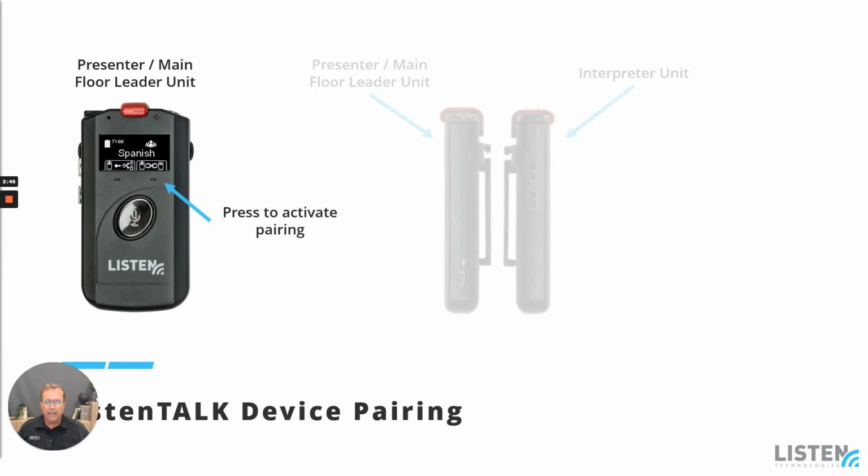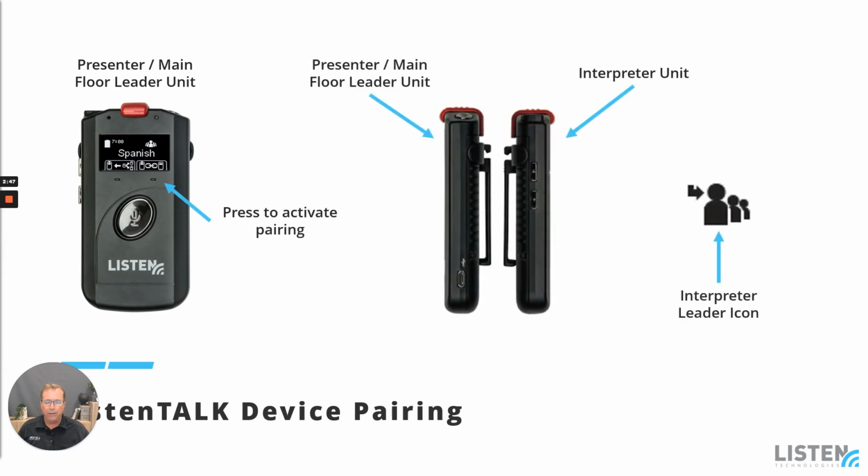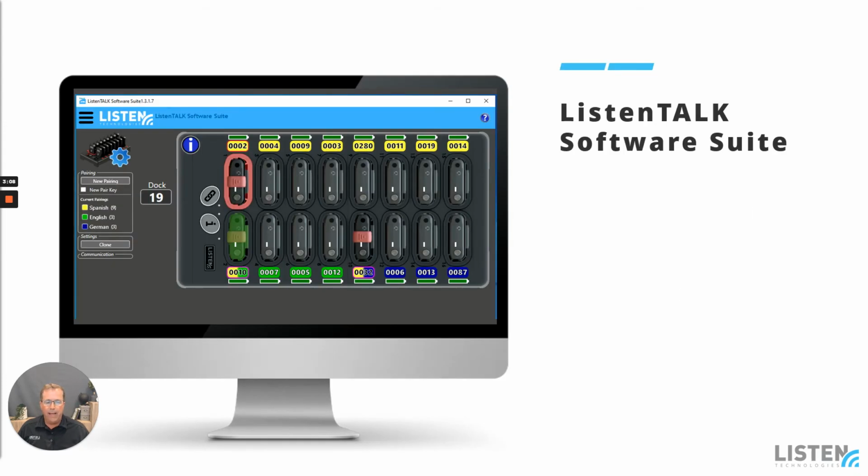As I mentioned, the second step is pairing the units. Using the main presenter main floor leader unit, activate pairing mode with the right soft key. Then tap units back to back with the interpreter units. You will hear a beep, and then the interpreter leader icon will appear on the interpreter leader's display. This completes the process. Now, let's use the ListenTALK software suite to enable the interpreter leader unit.